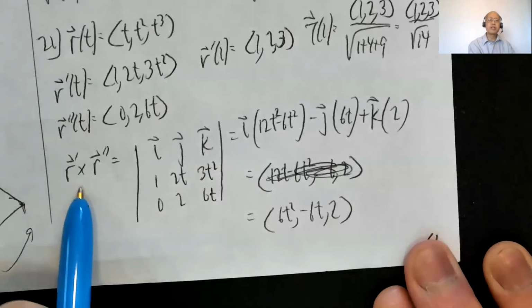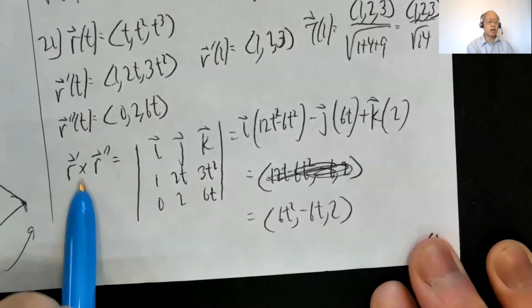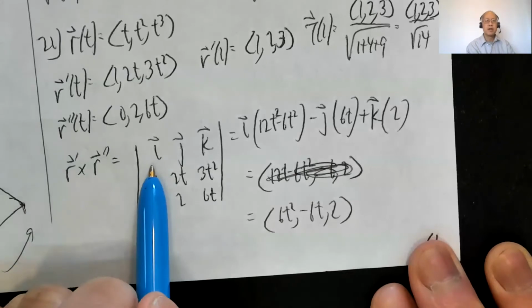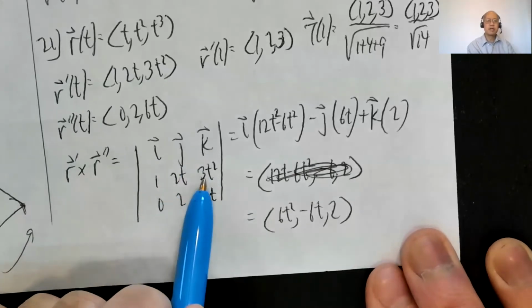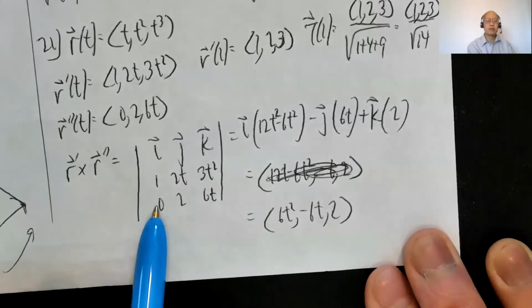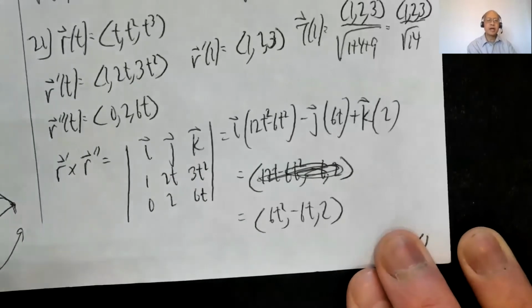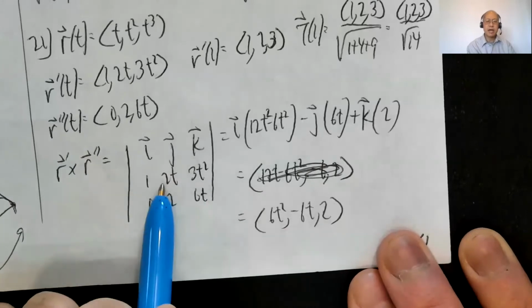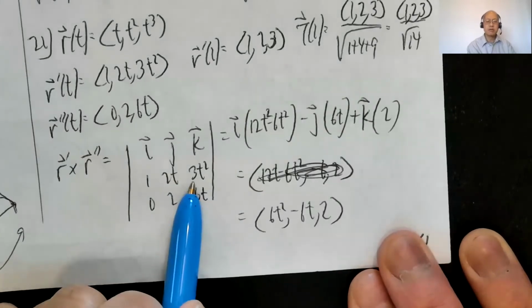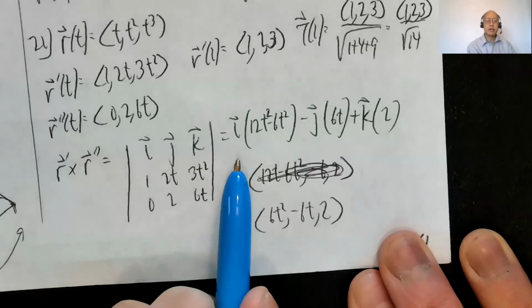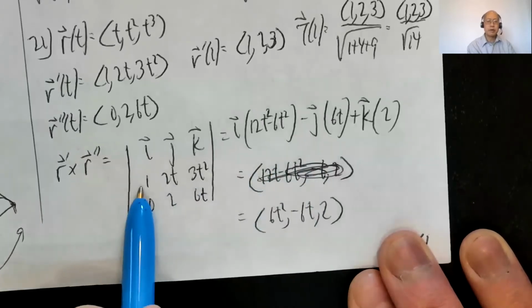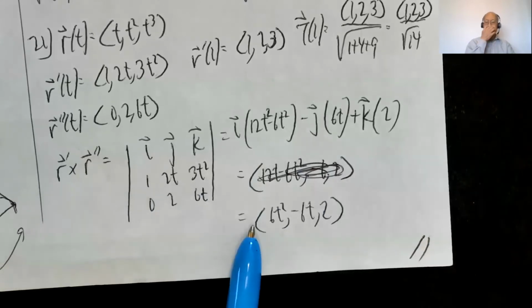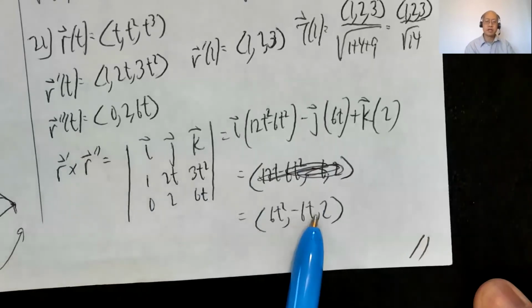Okay, then for some reason they ask for r prime cross r double prime. We'll see why later. But it's i, j, k. r prime was 1, 2t, 3t squared, and r double prime was 0, 2, 6t. So the i component is that minus that, 12t squared minus 6t squared. The j component is the opposite of 6t minus nothing, and the k component is 2 minus nothing. Okay, so that gives me 6t squared, negative 6t, and 2.